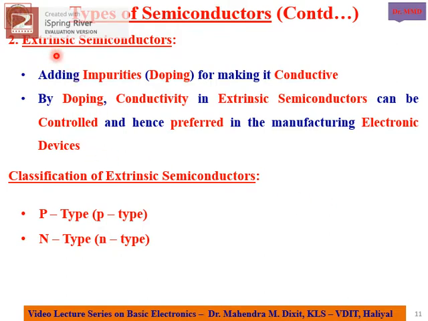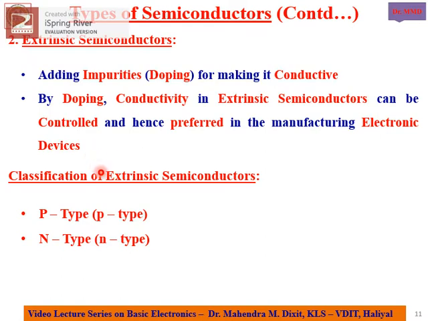Intrinsic semiconductors can be converted into extrinsic semiconductors by adding impurities, and adding impurities to the intrinsic type of semiconductor is known as the process of doping. By using this process of doping, we can make the semiconductor conductive, with controlled conductivity. By doping, the conductivity in extrinsic semiconductors can be controlled, and hence they are preferred over intrinsic semiconductors in the manufacturing of electronic devices.